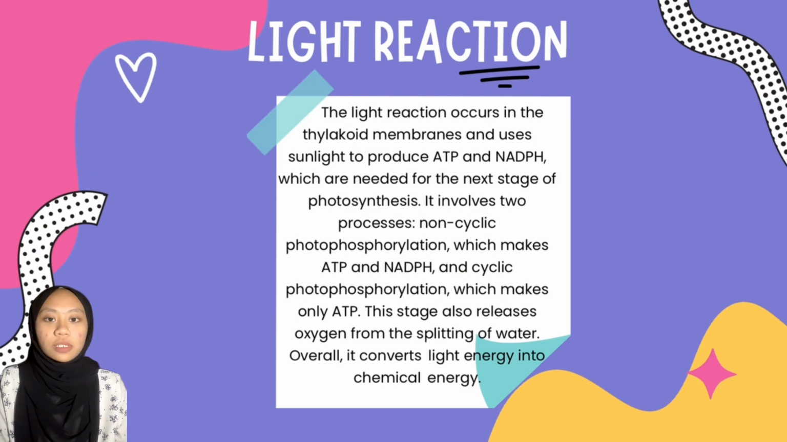This reaction consists of two types: non-cyclic photophosphorylation, which produces both ATP and NADPH, and cyclic photophosphorylation, which only produces ATP. NADPH and ATP are energy-rich molecules that will be used in the next stage of photosynthesis, which is the Calvin cycle. Non-cyclic photophosphorylation also involves the splitting of water molecules, releasing oxygen as a byproduct. Overall, the light reaction converts light energy into chemical energy that powers the synthesis of glucose.